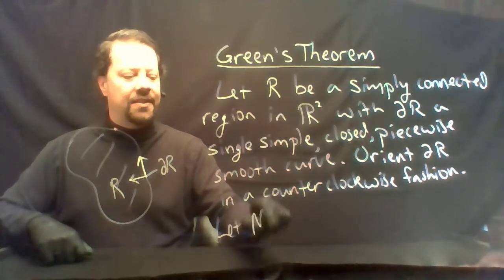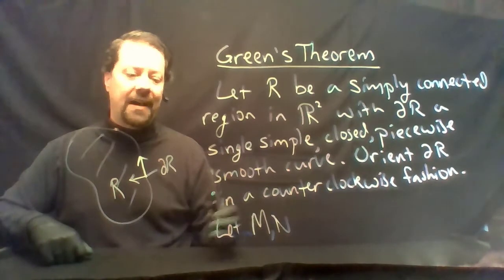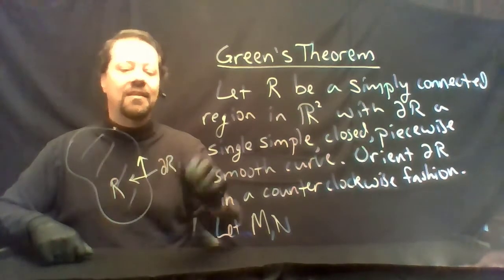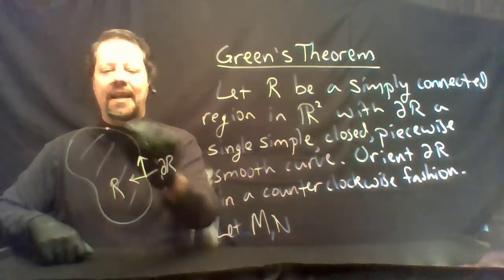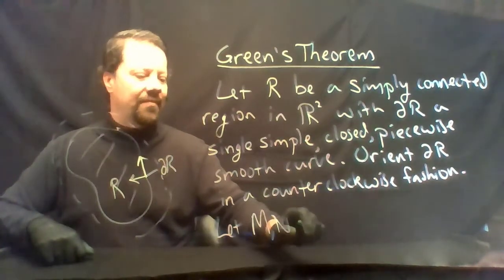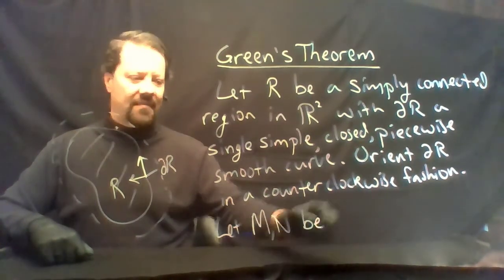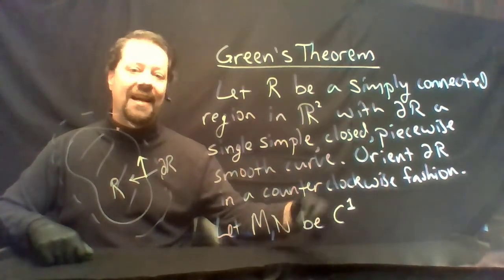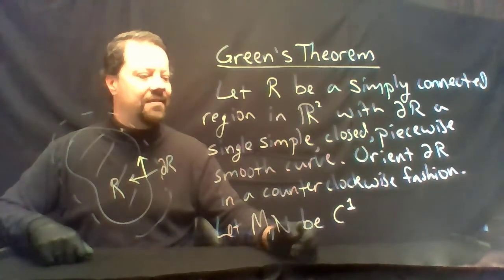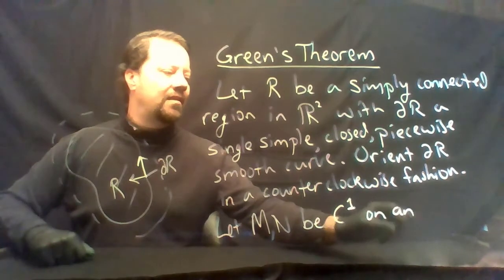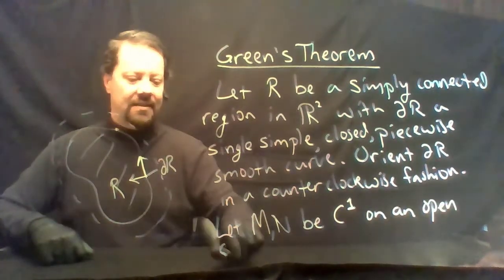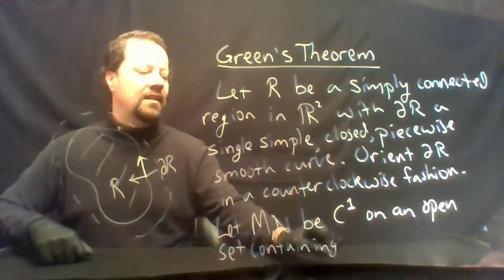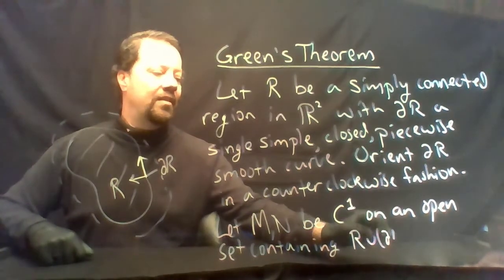We're going to let the functions m and n, which are going to be defined not only on R, but on some open set that contains both R and its boundary. So some open set that surrounds the whole thing. Let these be C1. So not only are these continuous functions, they're differentiable and have continuous partial derivatives on an open set containing R and the boundary of R.